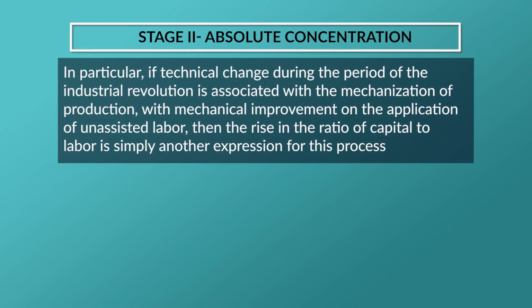And we find this type of assumption also in Kaldor's theories of economic growth, as well as in the theories of classical economists like that of Marx. In particular, if technical change during the period of the Industrial Revolution is associated with the mechanization of production, with mechanical improvement in the application of unassisted labor, then the rise in the capital-labor ratio is simply another expression for this process. So the importance of the rise in the capital-labor ratio basically is derived from the tendency for the size of the firms to increase over time.